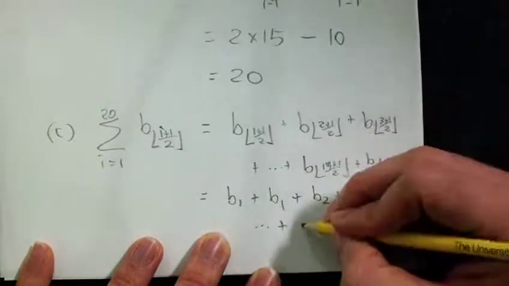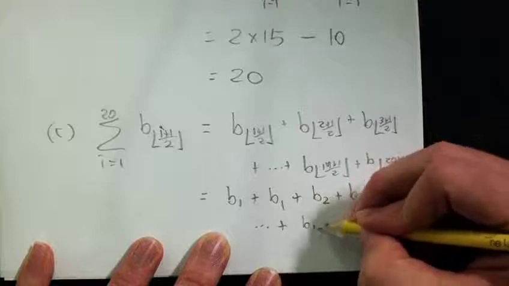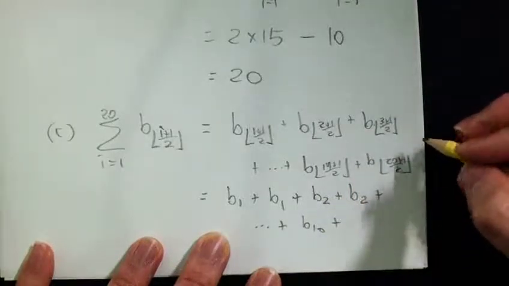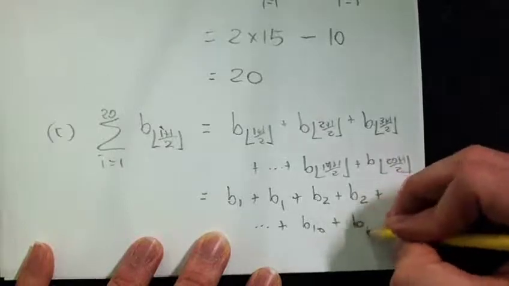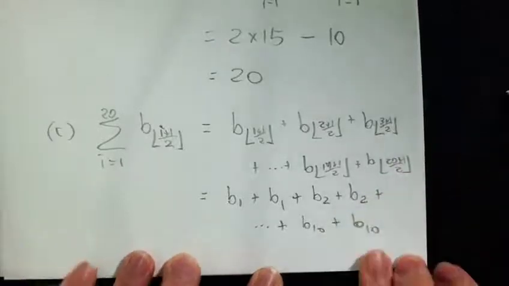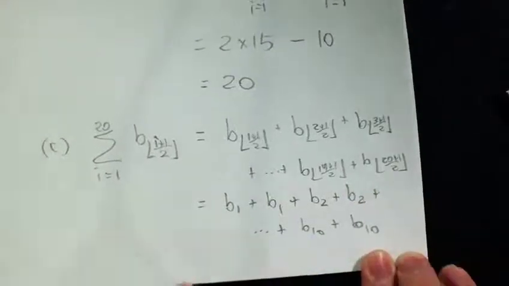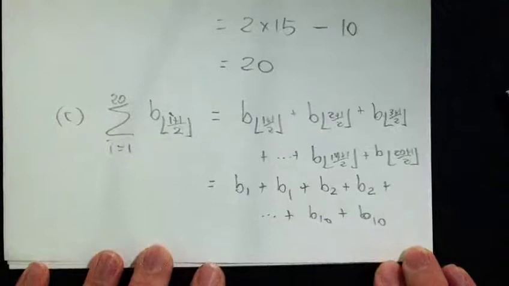And 19 plus 1 is 20. 20 divided by 2 is 10. 20 plus 1 is 21. Divided by 2 is 10.5. And round that down to 10. Interesting. So look what I've got. I've got B1 and B1 and B2 and B2 all the way up to B10 and B10. I've got 2 lots of the sum from 1 to 10.